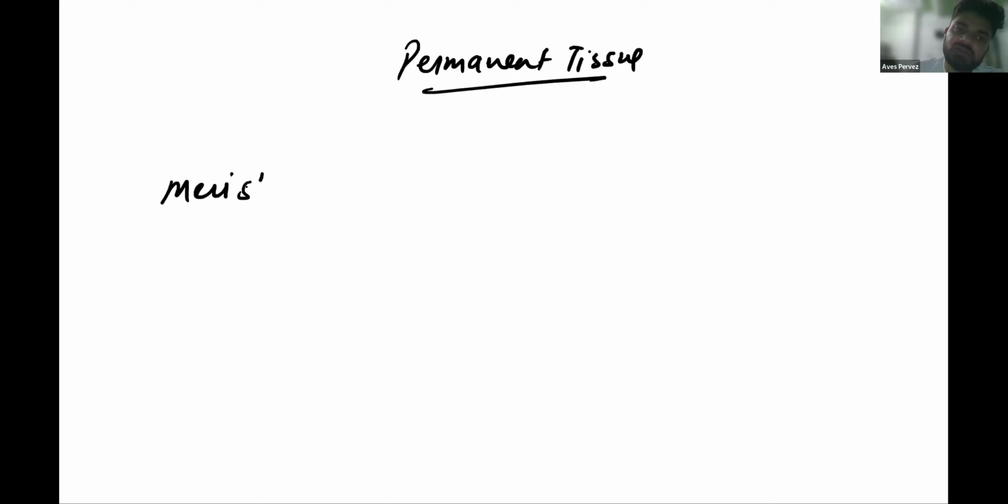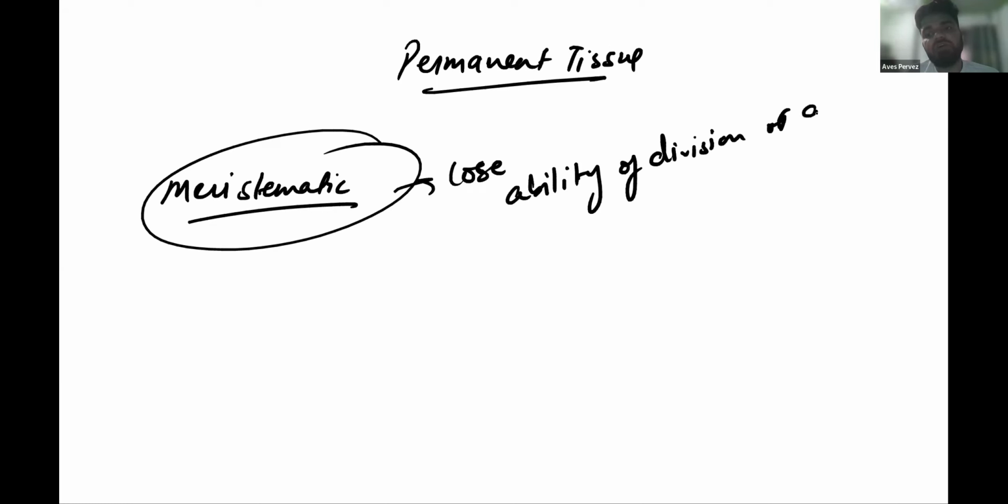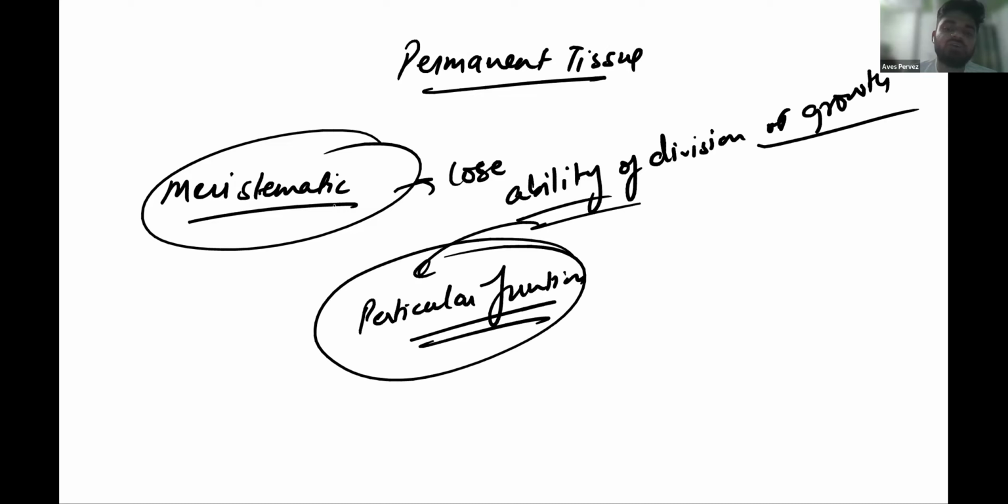Now moving to the next part: what is permanent tissue? Actually, these meristematic tissues, after some time, lose their ability to divide or grow. Then what will they do? They will start performing a particular function. When the meristematic tissue loses the ability to divide and starts doing a particular function, it becomes a permanent tissue.